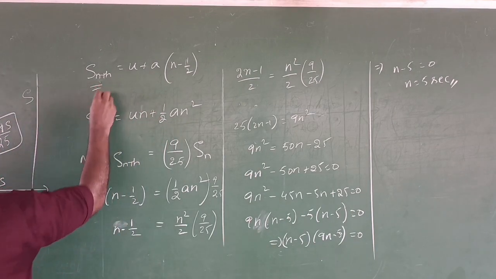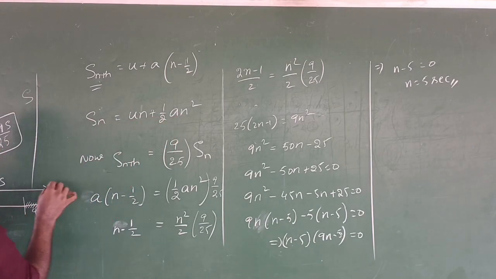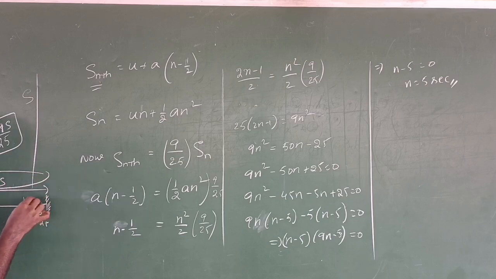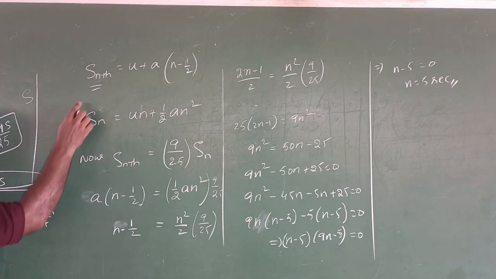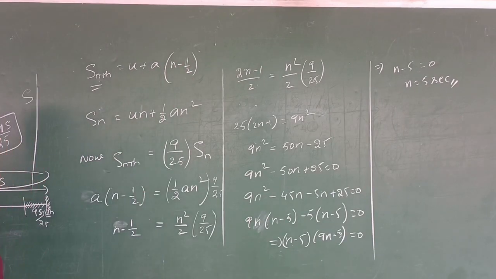For the nth second, that means this one. So this formula is for the whole distance and this formula is for the nth second, that means the last second of its journey. S nth is equal to u plus a into n minus half. Okay, u plus a into n minus half.